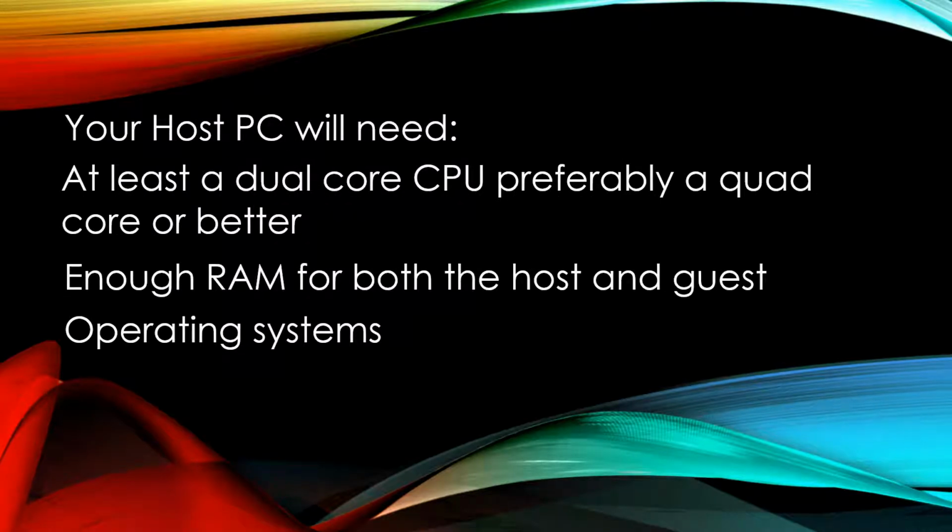So your host PC that you're going to run Virtualbox on will need to have at least a dual-core CPU, but preferably a quad-core or better. It also will have to have enough RAM for both the host machine itself and also the guest operating system that you're running. So if you want to have Windows 10 running a virtual machine that is also running Windows 10, you're going to need at least 4 GB of RAM, but preferably more than that. Other operating systems may require less or more RAM, so that's something you need to bear in mind when you're installing. Also, the number of cores that you want to allocate to your virtual machine need to be considered too.